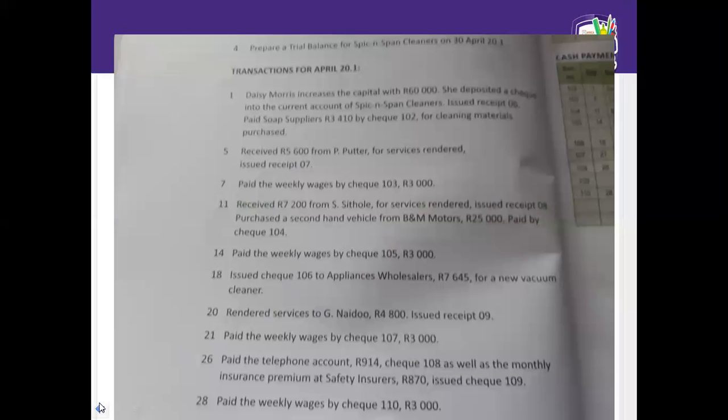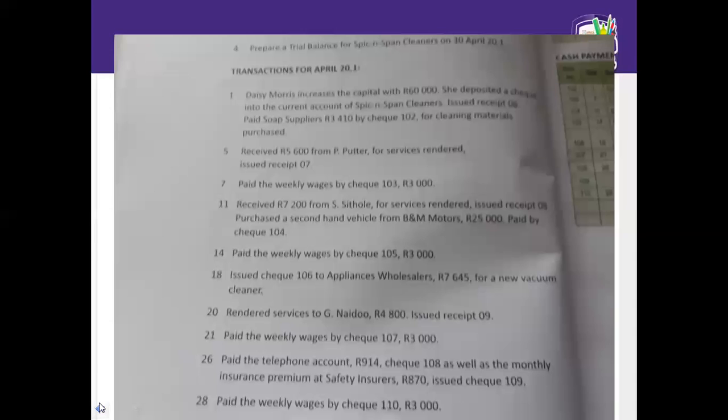Still on the 11th, but the next part there: purchase a second-hand vehicle from B&M Motors, 25,000 Rand, paid by check 104. So it's, again, you pay something, it's check. So then you guys must know it must go to the CPJ. Right, so it's a vehicles transaction.